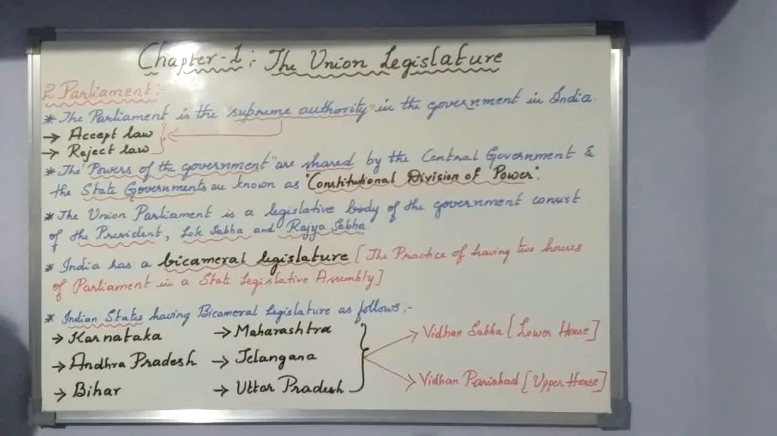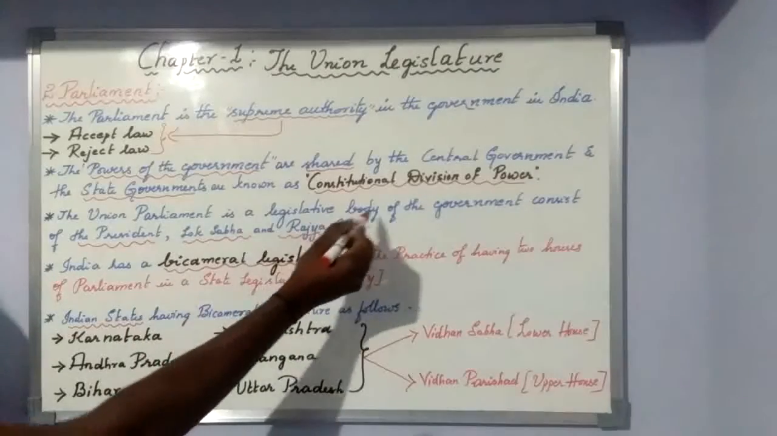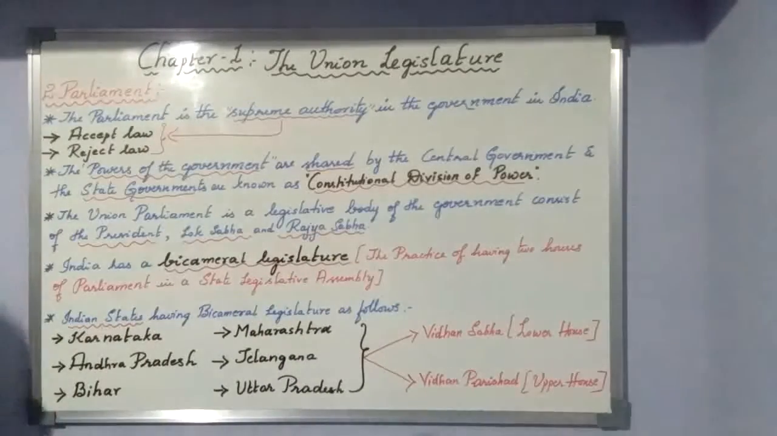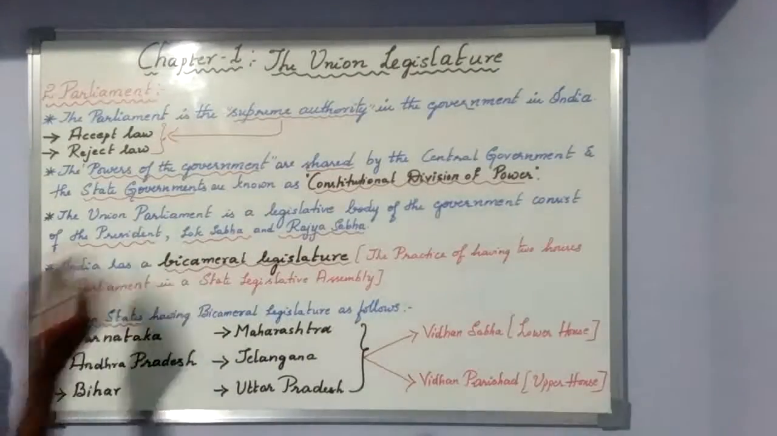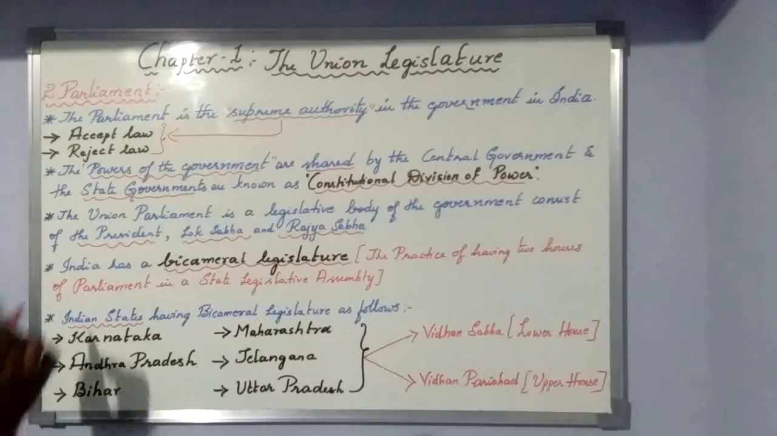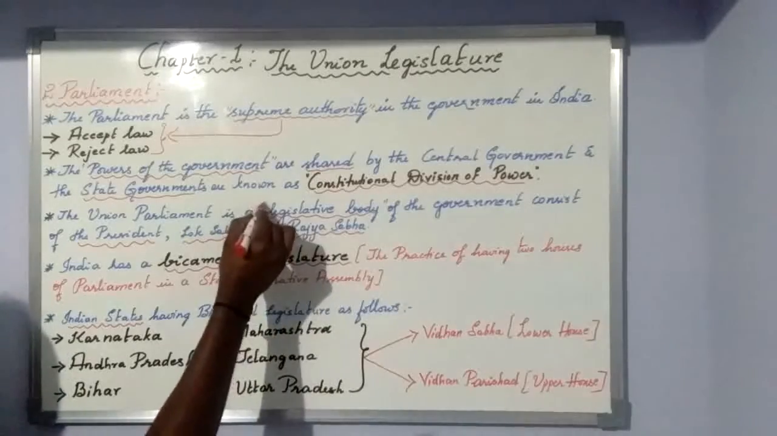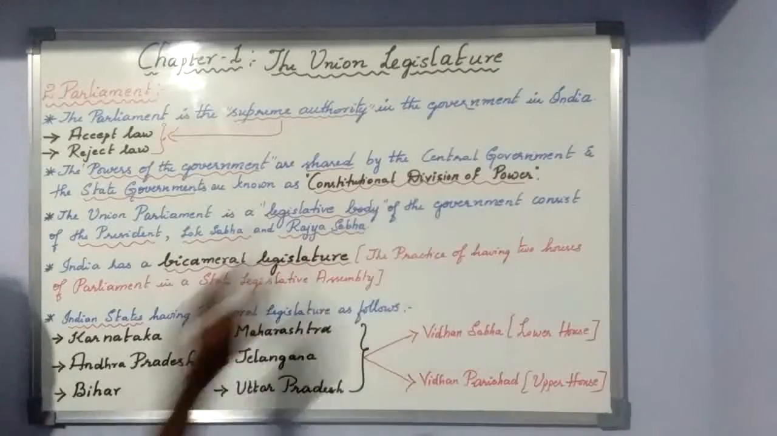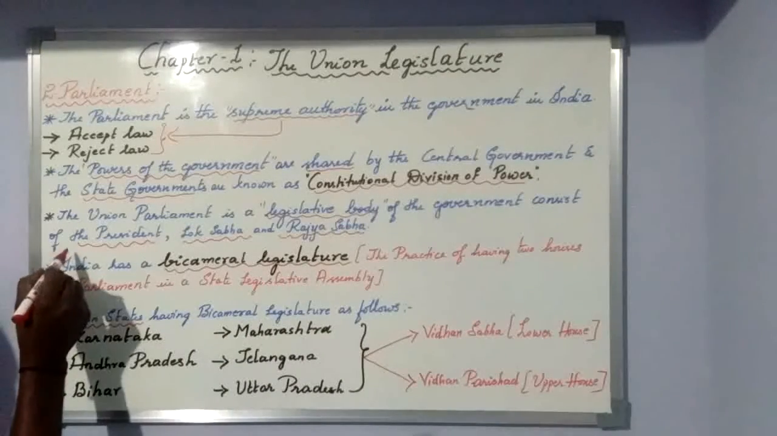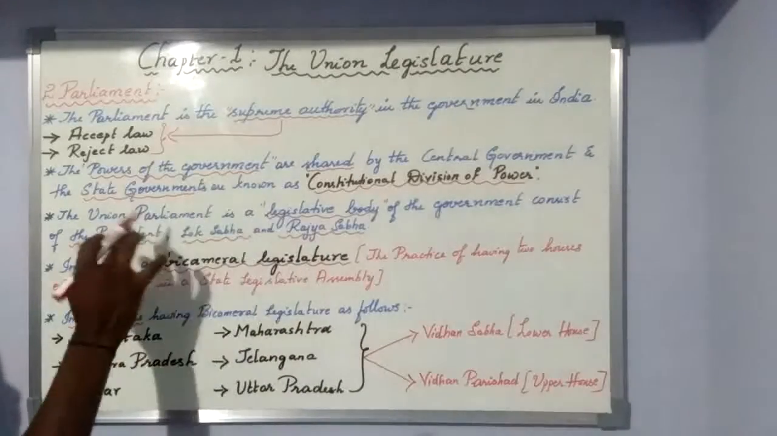The fifth point, if you see, is that the Union Parliament is a legislative body. After telling all these things, how do you define the term Parliament or Union Parliament? The Union Parliament is a legislative body. Parliament is a law-making body. A legislative body is nothing but the law-making body of the government, which consists of the President, Lok Sabha and Rajya Sabha. This is the definition for Union Parliament.